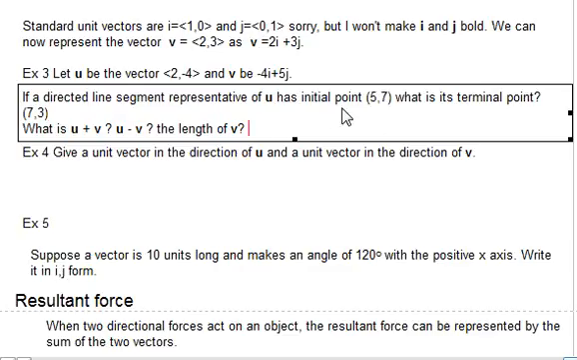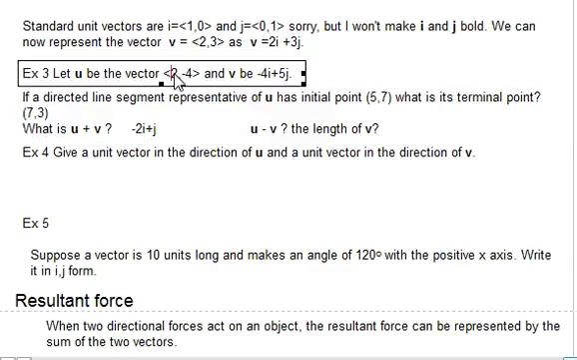Okay, now here's a question. What is u plus v? And what is u minus v? Well, u plus v, we just add the components. I guess I'd call it negative 2i plus j. Is that clear? Why it's negative 2i plus j? Because I just add this 2i to this negative 4i, and I get negative 2i. And this negative 4j plus this positive 5j, and I get positive 1j.